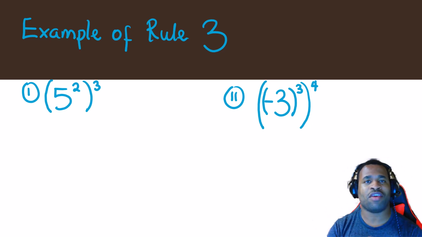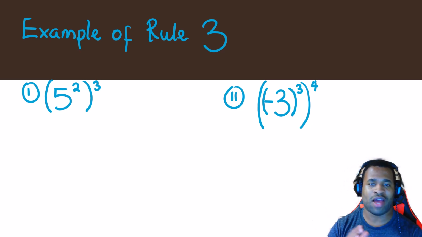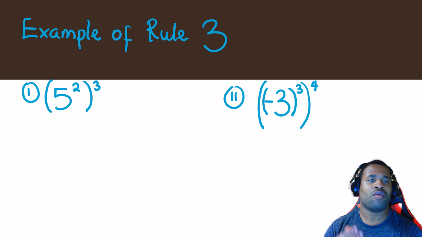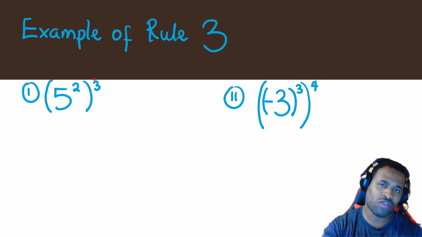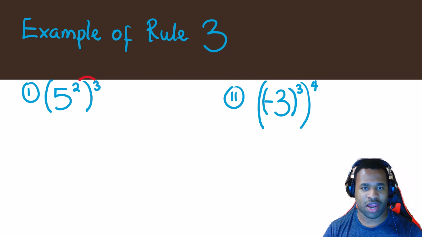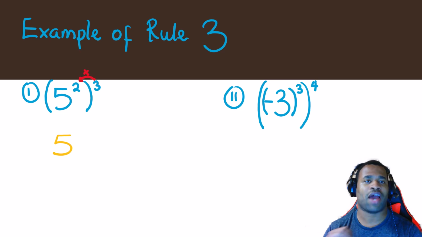Applying this rule here, we see that we have parentheses and exponents both inside and outside. That means we are going to distribute the outside exponent into the exponents in the brackets. Therefore, we keep our base, which is 5, and we multiply our exponents 2 by 3.